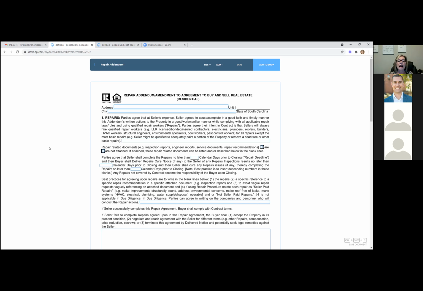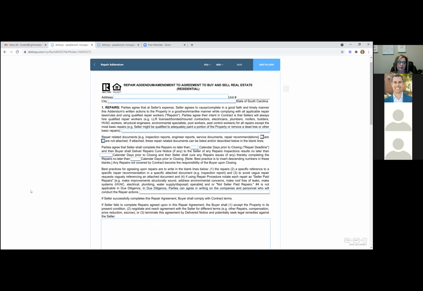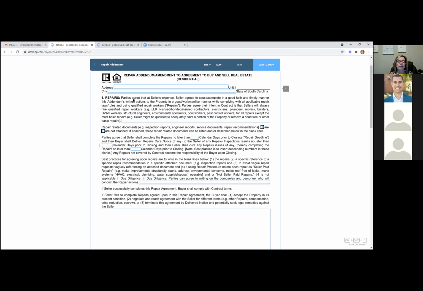So now we have chosen either the repair section of the contract or the due diligence. Now it is time to put our requested repairs in writing. What you want to do here is, here's our repair addendum, put the full address of the property in here.